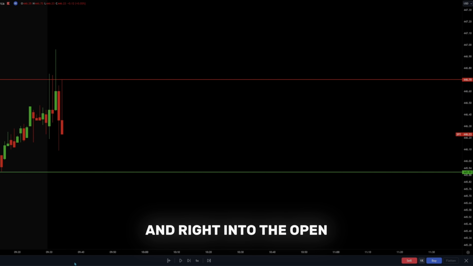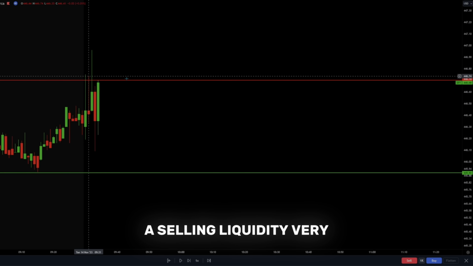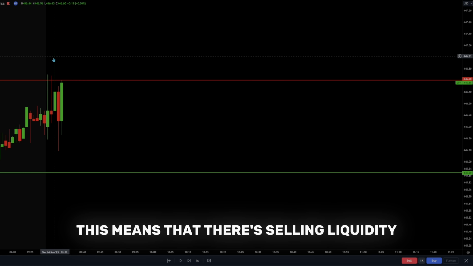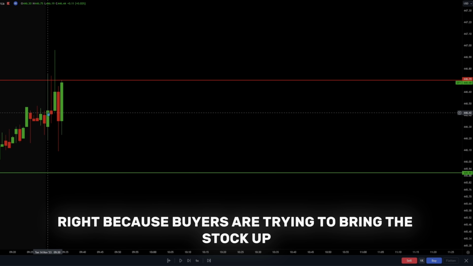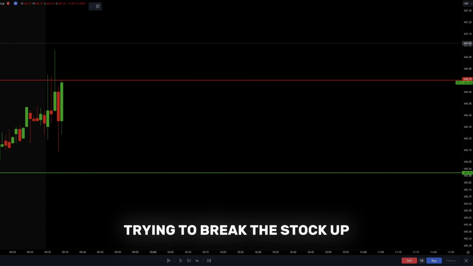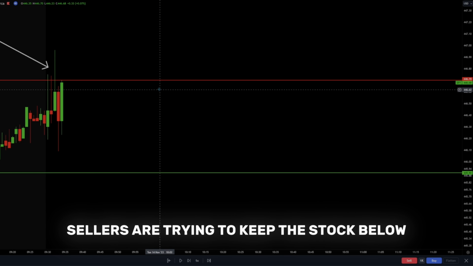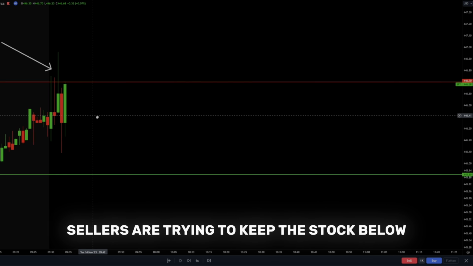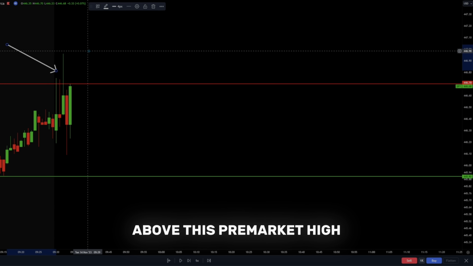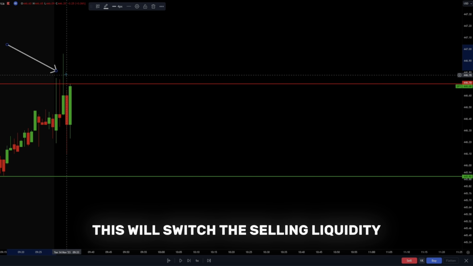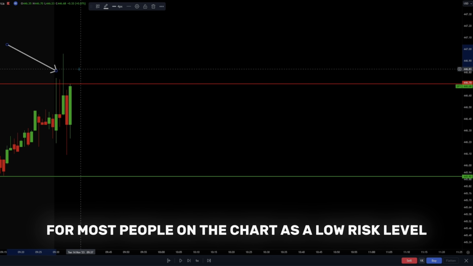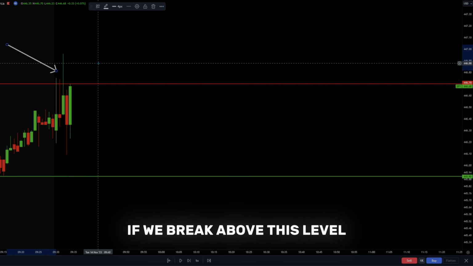And right into the open, one thing that we can see is selling liquidity very, very clearly. When you have wicks on a stock like this, it means that there's selling liquidity, right? Because buyers are trying to bring the stock up, right? Breakout buyers are coming in, trying to break the stock up. However, with each wick that we make, sellers are trying to keep the stock below this pre-market high. Therefore, we understand that if we do break above this pre-market high, this will switch the selling liquidity we have here into buying liquidity, because this is a very clear point for most people on the chart as a low risk level if we break above this level.